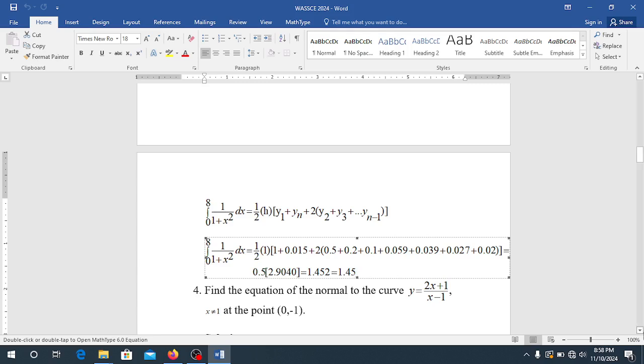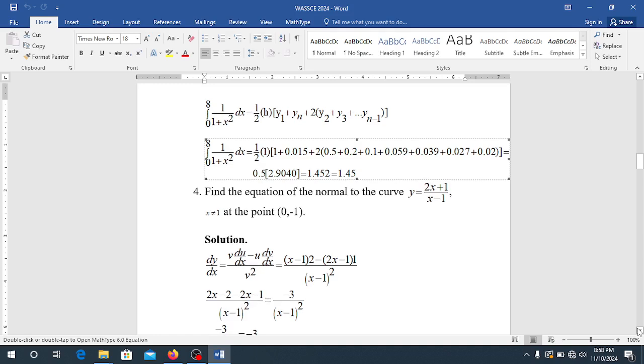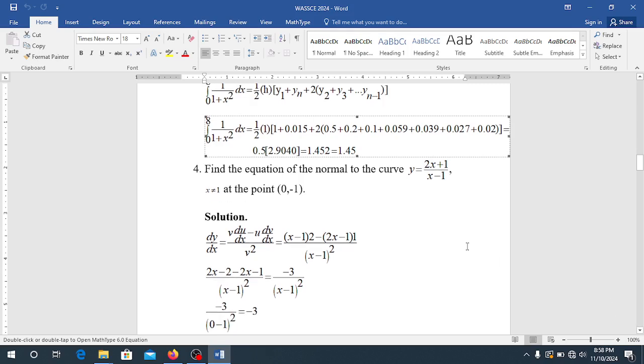Okay, question 4. Find the equation of the normal to the curve y equals 2x plus 1 over x minus 1, where x cannot be equal to 1, at the point 0, negative 1. Solution. Now, to be able to find this, we need to find dy dx. This is a fraction, so we use the quotient rule. The formula has been stated here.